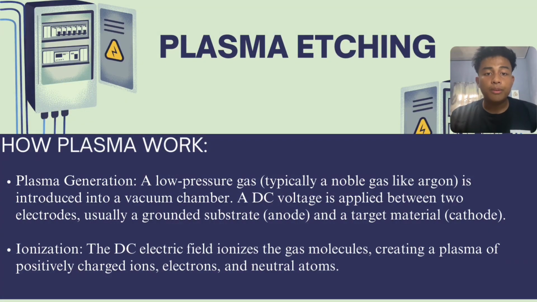How does it work? Plasma generation: a low-pressure gas, typically a noble gas like argon, is introduced into a vacuum chamber. A DC voltage is applied between two electrodes, usually a grounded anode and a target material cathode. Ionization: the DC electric field ionizes the gas molecules, creating a plasma of positively charged ions, electrons, and neutral atoms.